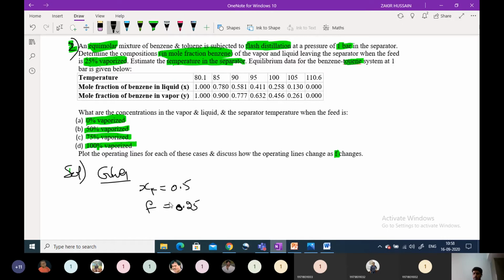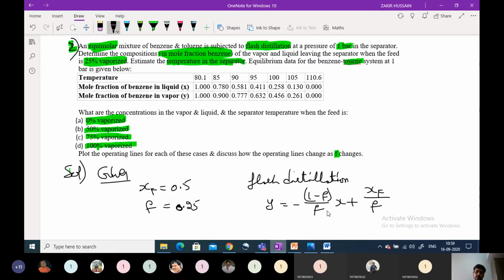So for the flash distillation, we already know the operating line equation. For flash distillation, the operating line is y equals -(1 minus f) divided by f into x plus xF divided by small f. So from this we have to calculate the same procedure. Procedure will be same, nothing different.